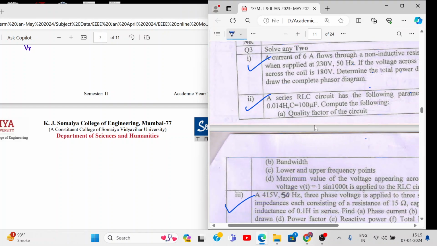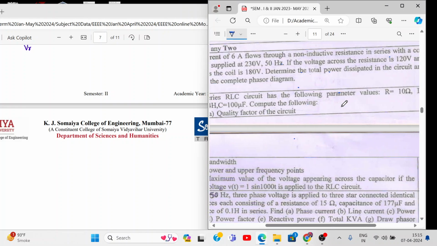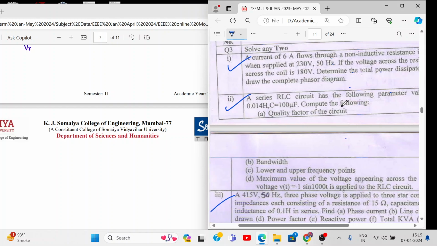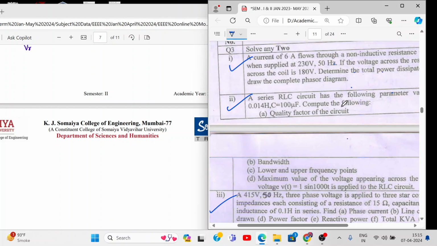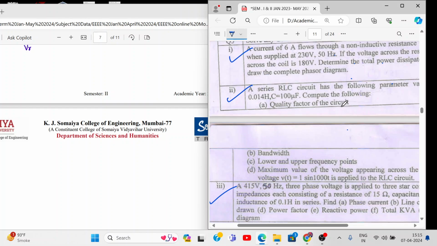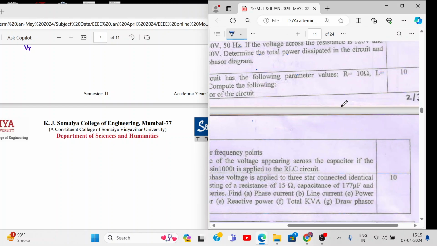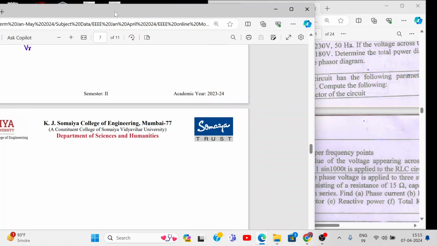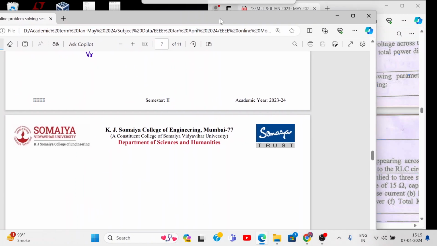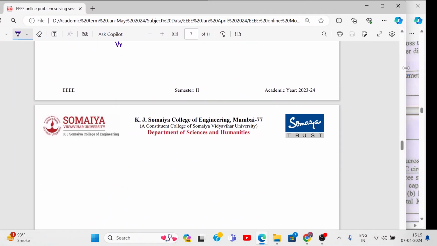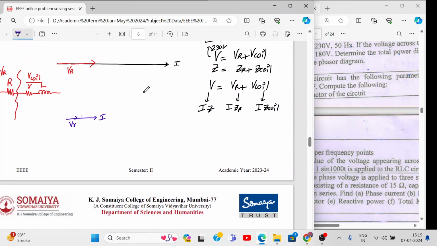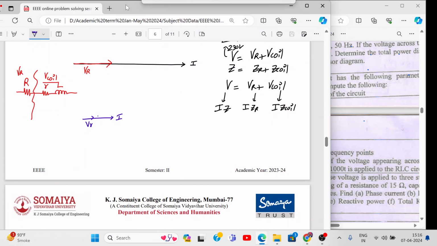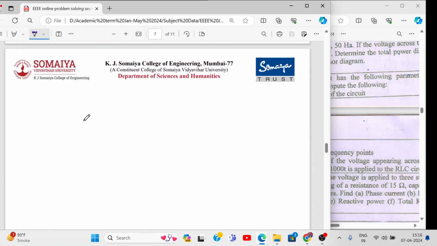A series RLC circuit has the following parameters. R, L and C values are given. Okay, can you see that? RLC values. R is 10 ohm. We can write it down. Let's see, it's a series RLC circuit. So let me start writing over here. We'll come back to this phasor diagram. Give me some time, we will sort it out.